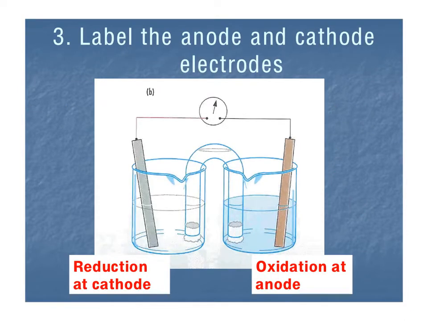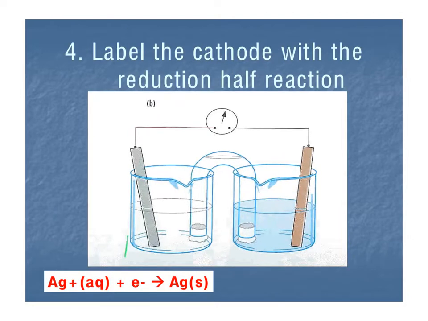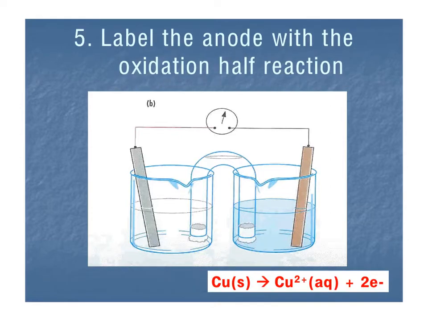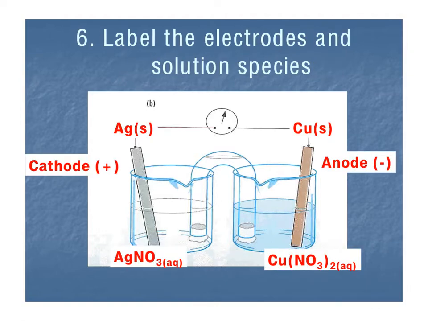Next, we go back to our diagram and we can label our reduction at our cathode and oxidation at our anode, and that will be on the next slide. On one side of the diagram, we have our cathode, our reduction reaction, the reduction of silver ions into silver solid. And on the other side of our diagram, we have the oxidation of copper solid into copper ions. Next, we label the solid electrodes. So we have our copper solid as our anode and our silver solid as our cathode.